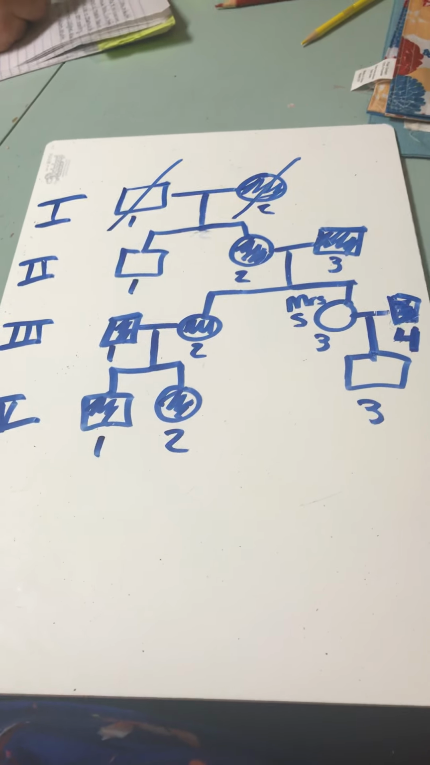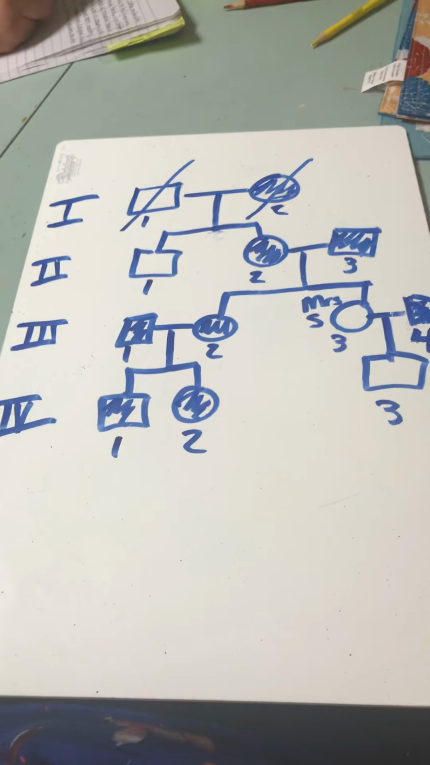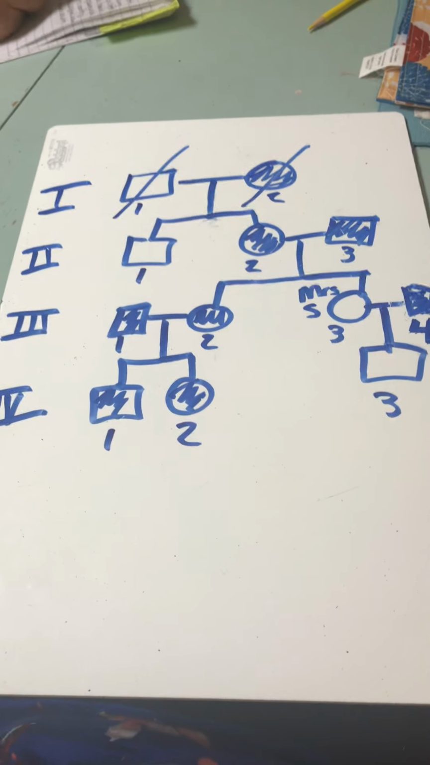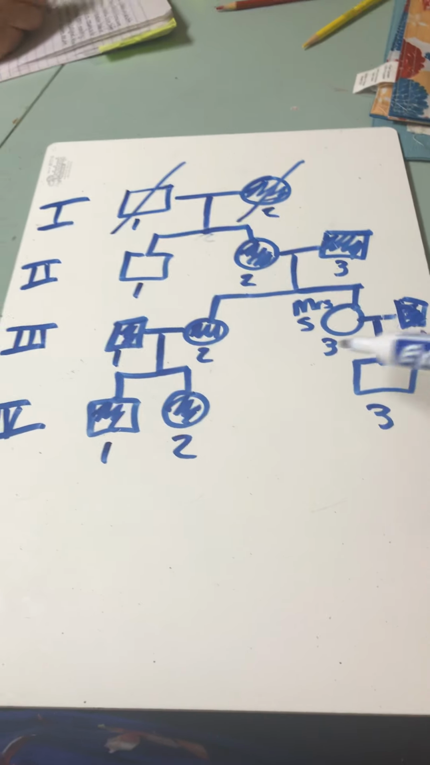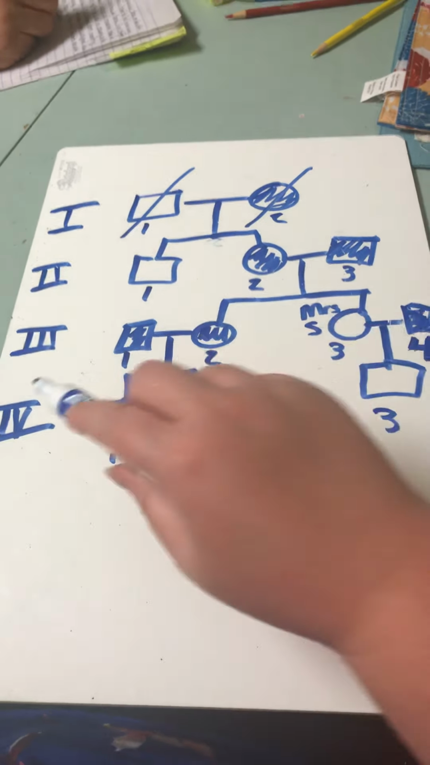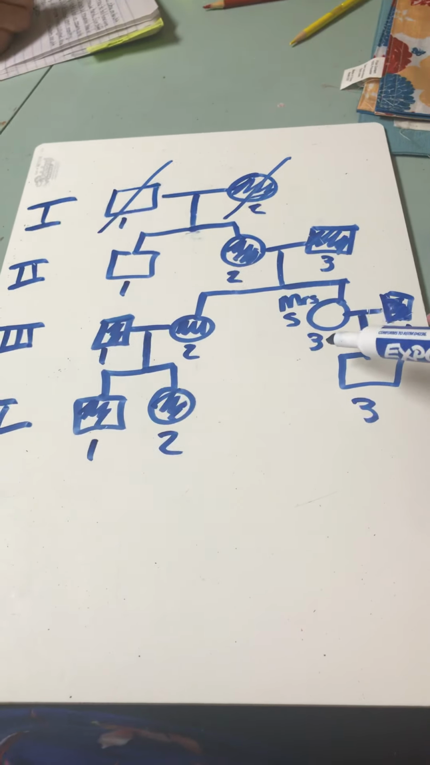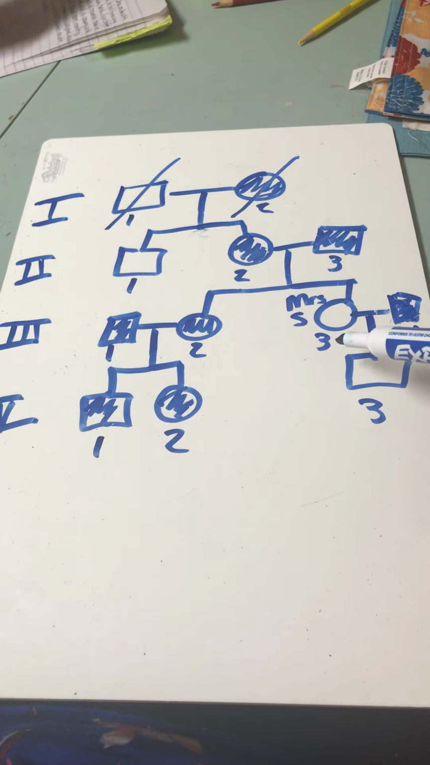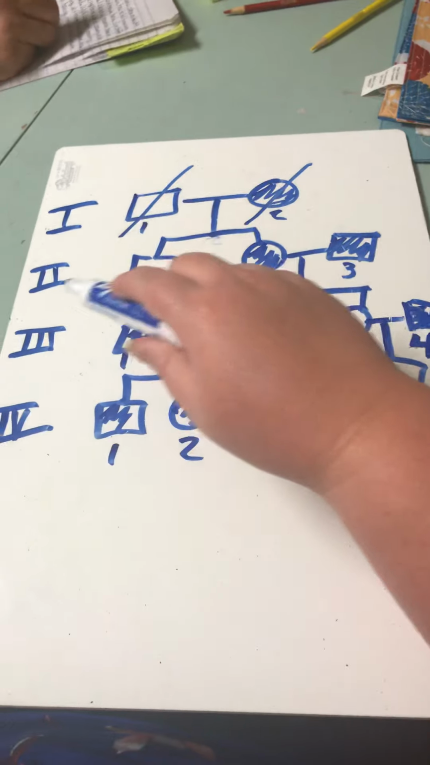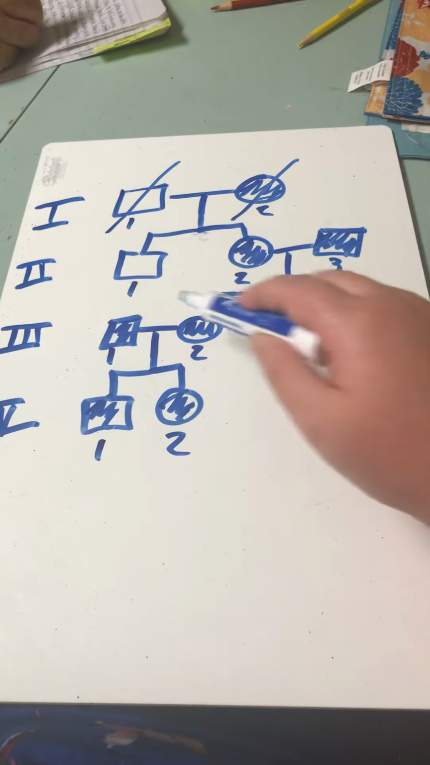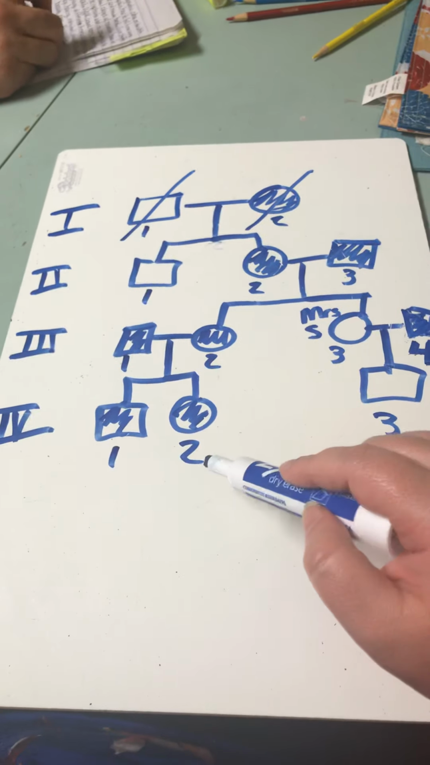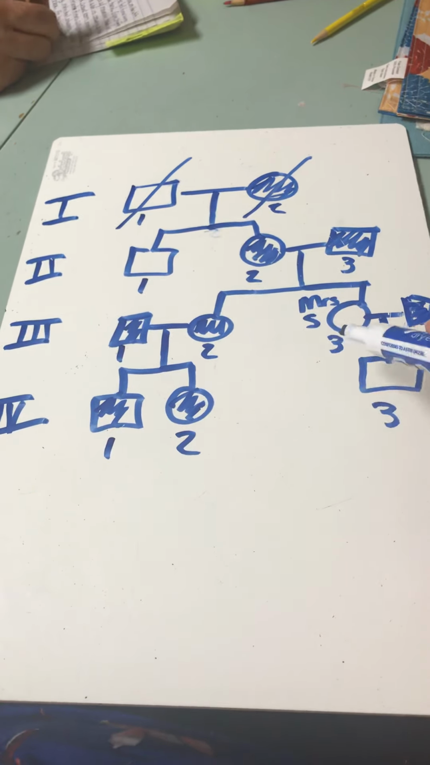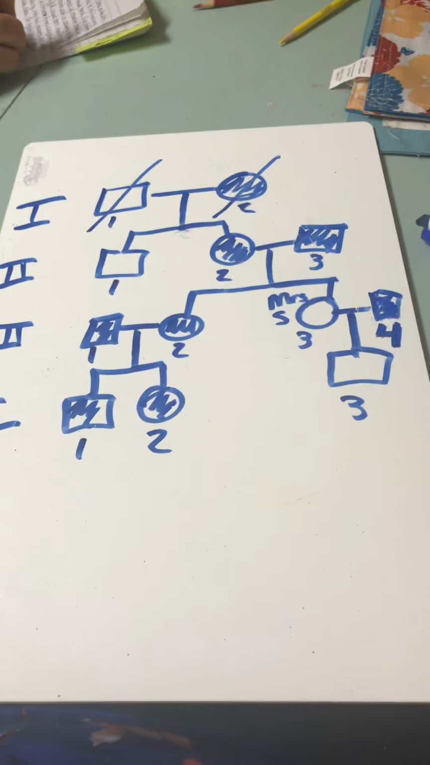It's honestly pretty simple if you just put your family into it, like what relationships you have to people. Like I said, I'm individual 3-3, the third generation, the third one. So individual 2-1, what is that to me? That's my uncle. Individual 4-2, who is that to me? That would be my niece.